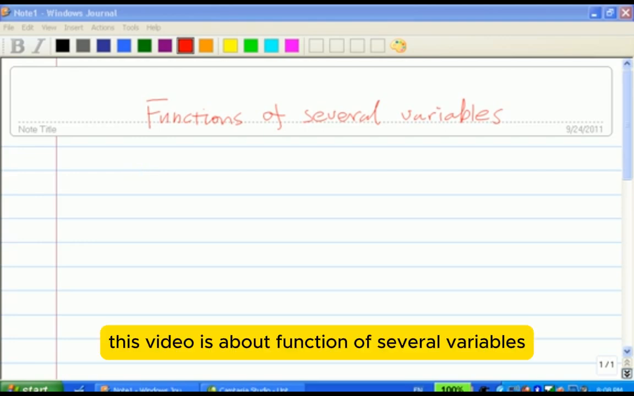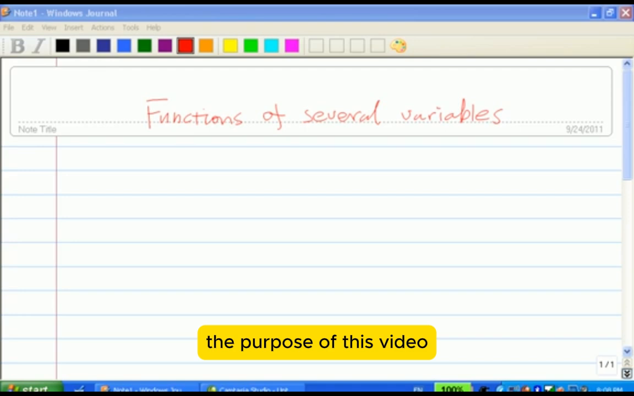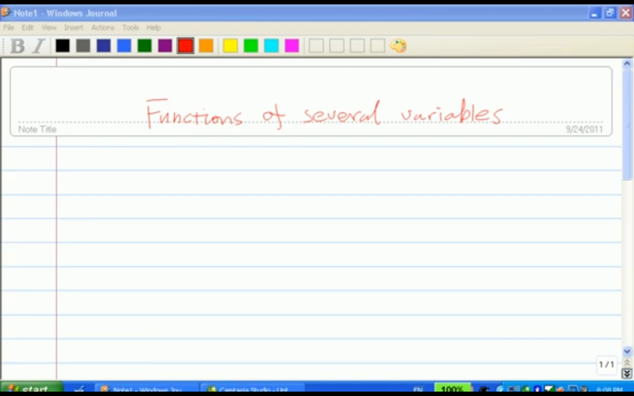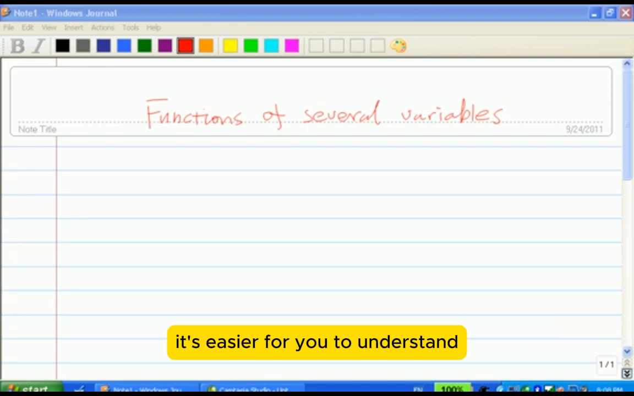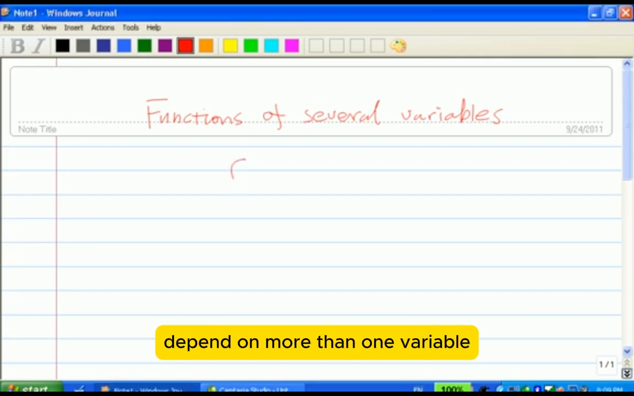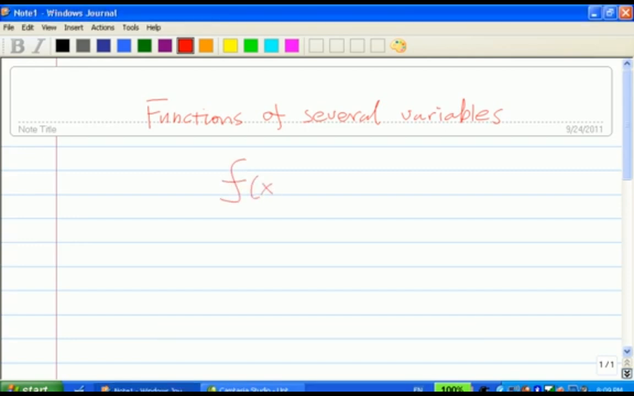This video is about functions of several variables. The purpose of this video is not to give you a detailed lecture, but an introduction, such that when you read a book, it's easier for you to understand. The function we are talking about here depends on more than one variable.